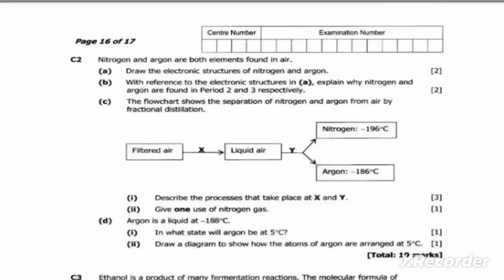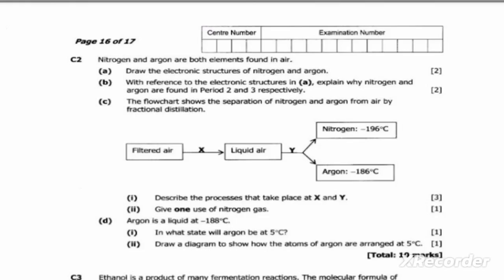Question C, the question reads, the flowchart shows the separation of nitrogen and argon from air by fractional distillation. So we can see the filtered air, we have X, we have liquid air, we have Y, here we have nitrogen at minus 196 degrees Celsius, and here we have argon at minus 186 degrees Celsius. The first question, question C, Roman numeral 1, describe the processes that take place at X and Y. The question is carrying 3 marks.